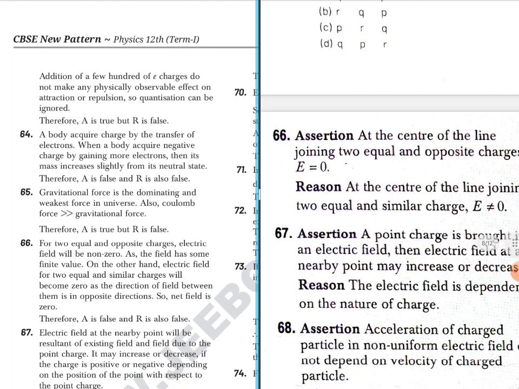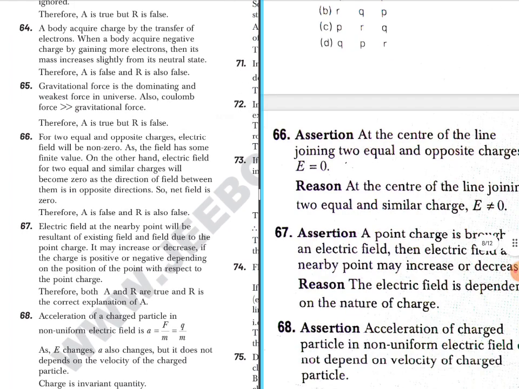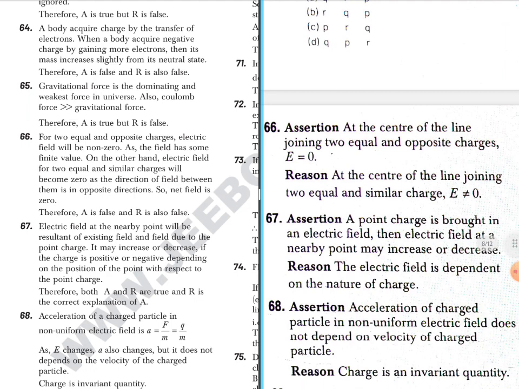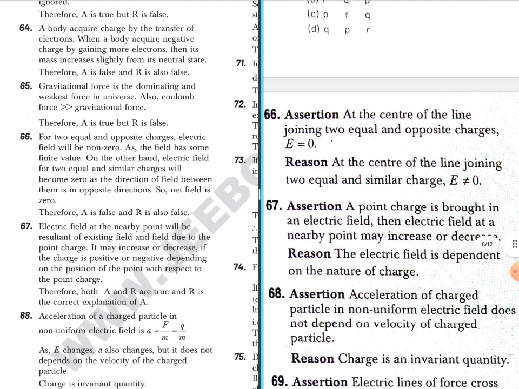66th question. At the center of the line joining the two equal charges, the electric field can be 0. No. Nowhere between positive and negative is the electric field 0. So the assertion is false. Reason: at the center of the line joining two equal and similar charges, plus q, the electric field can become 0. Yeah, so the reason is also false.